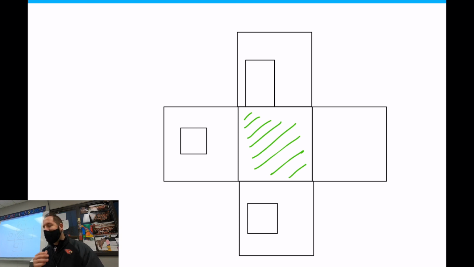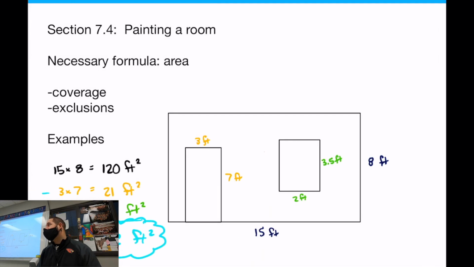Those are things we did not discuss the other day. But yeah, a chandelier or something like that is not going to affect the amount of paint that you need to buy, but a door and window would. Because obviously, like my example here, that took a lot of space. One door was 21 square feet. It's a lot of space on a wall.